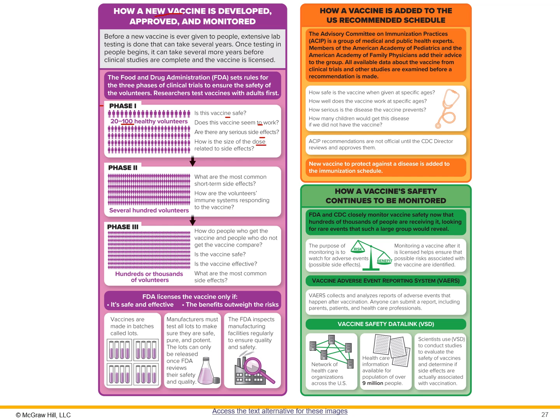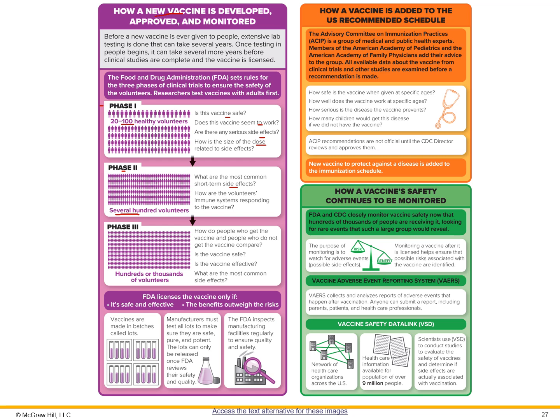Then if all of that is okay, it moves on to phase 2, and now it just ramps up. So about several hundred volunteers. So now, again, looking for some really common side effects, because side effects can vary, and so a smaller population in phase 1 isn't really enough to truly give a lot of information about side effects.